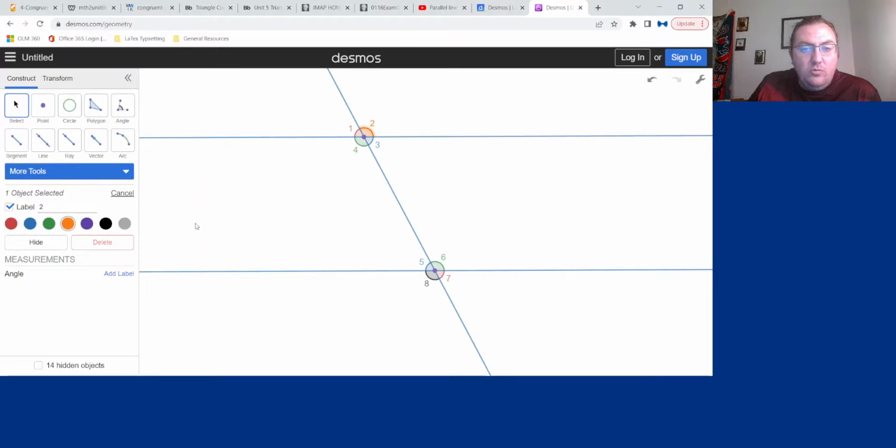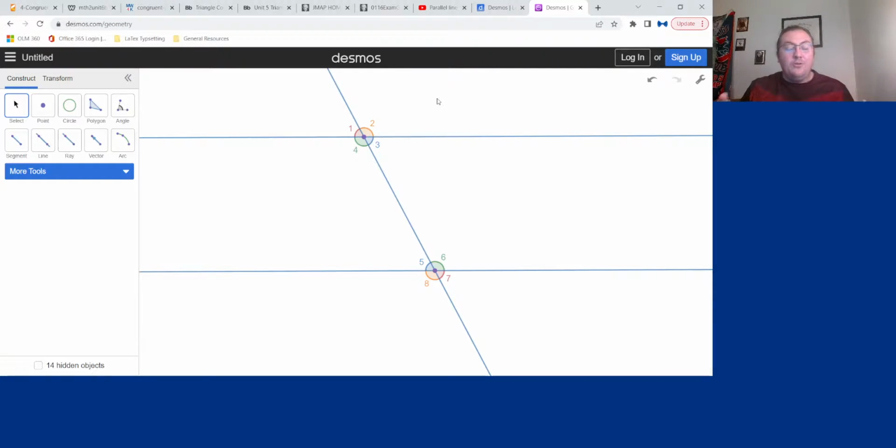Well, angle 2 is congruent to angle 4. They're vertical angles. Angle 4 is congruent to angle 6. They are alternate interior angles. And angle 6 is congruent to angle 8, because they are vertical angles. So angle 8 and angle 2, alternate exterior angles, are congruent.